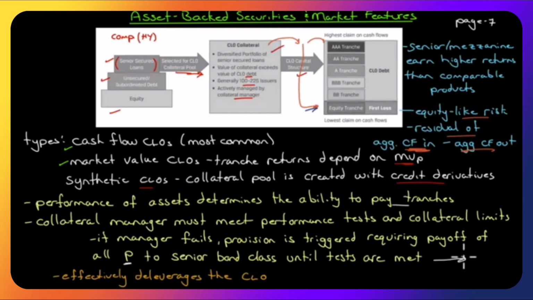It is a collateralization test, tranche by tranche, until you get to a tranche where you no longer have over-collateralization. Once you get there, then it triggers all the payments to all the classes senior to that tranche until the problem is resolved. It effectively deleverages the CLO.